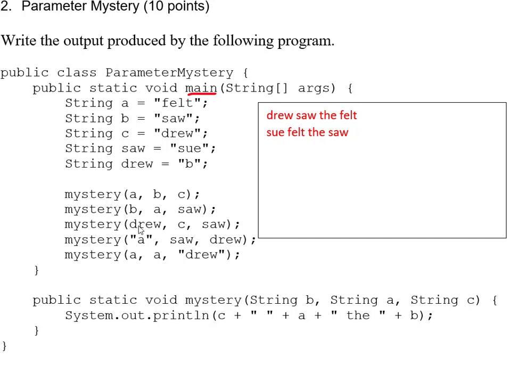In this statement, we call and we send whatever's in the variable Drew. Well, the value in the variable Drew is B. B is going to the first parameter variable. C, the content of C is Drew. That's going to the second parameter variable. And then Saul, and the content of Saul is Sue. That's going to the third parameter variable. So we will be outputting Sue, A is Drew, the B. And here we have it. Sue drew the B.